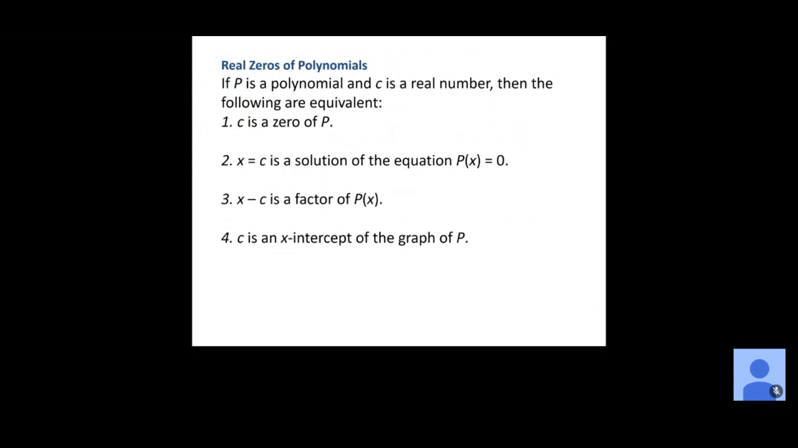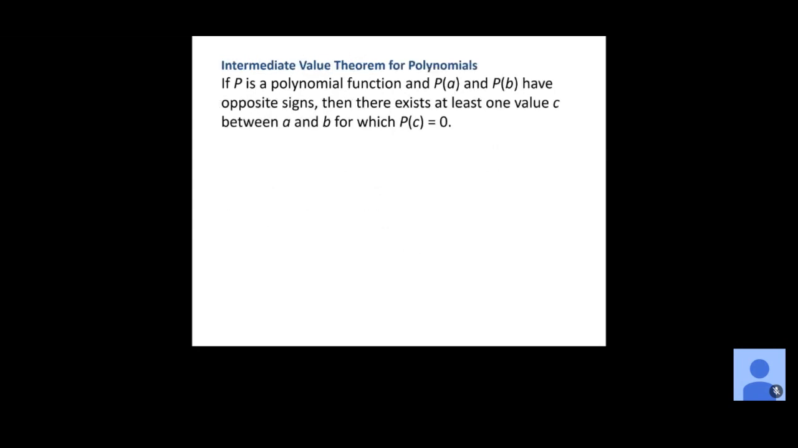And finally, c is an x-intercept of the graph of p. Again, all of these statements are equivalent to each other. So if you know one of these things is true, the other three have to be true. That's going to be extremely important as we move forward, because some of our problems are going to give us one of these statements, and we then have to understand how we can apply it to understand the other three have to be true. Or sometimes you might be asked to find one of these things, but you can actually use the other ones to find it. So understanding they all mean the same thing, all four are equivalent, is going to really help us.